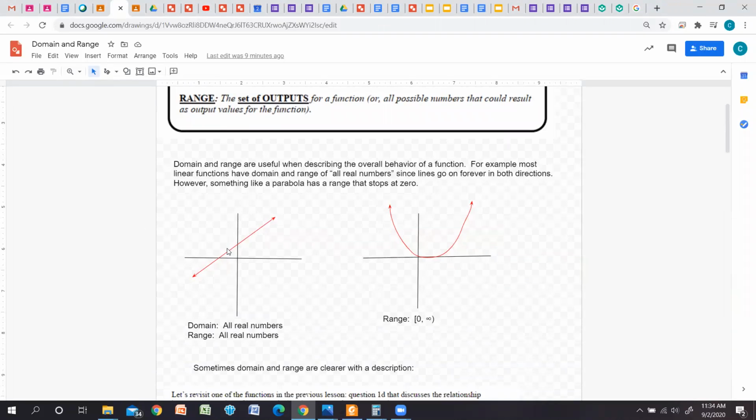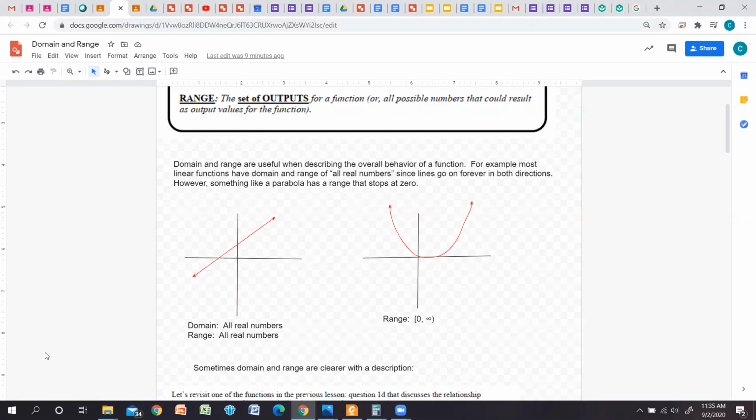So down here, there are two examples. Most linear functions have a domain of all real numbers and a range of all real numbers. Why is that? Both ends go on for infinity. The domain, the input or x values, keeps on going to the right to infinity, and all the way to the left for infinity. As for the range, as this function goes to the right, it keeps on going higher and higher, and the left side goes lower and lower.